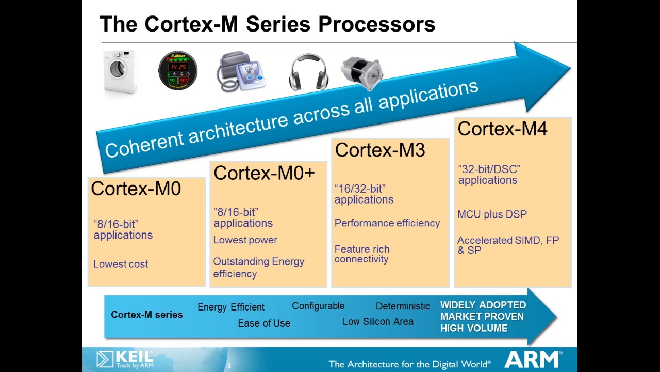There currently are 4 Cortex-M processors. Cortex-M0, targeted at classic 8 and 16-bit applications at lowest cost. Cortex-M0 Plus is the newest member of the series, with lowest power and outstanding energy efficiency. Cortex-M3 is targeted at classic 16 and 32-bit applications and is offered by our partners with feature-rich connectivity. Cortex-M4 has integrated function units for digital signal processing with accelerated SIMD instructions and floating-point logic. These processors provide scalable performance, real-time response, and a coherent architecture across applications.